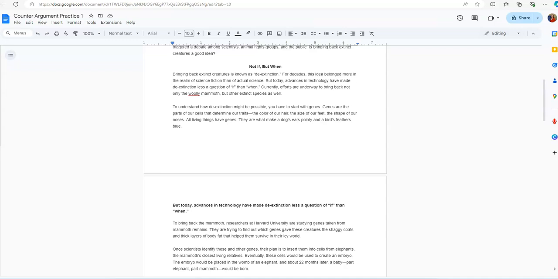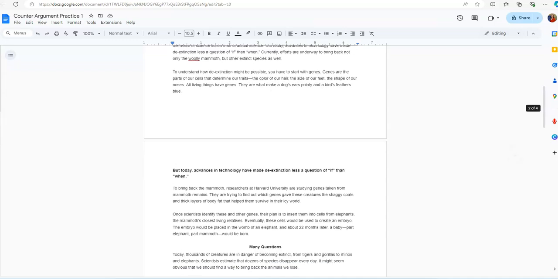Not if, but when. Bringing back extinct creatures is known as de-extinction. For decades, this idea belonged more in the realm of science fiction than of actual science. But today, advances in technology have made de-extinction less of a question of if than when. Currently, efforts are underway to bring back not only the woolly mammoth, but other extinct species as well. To understand how de-extinction might be possible, you have to start with genes. Genes are the parts of our cells that determine our traits. The color of our hair, the size of our feet, the shape of our noses. All living things have genes. They are what makes a dog's ears pointy and a bird's feathers blue.